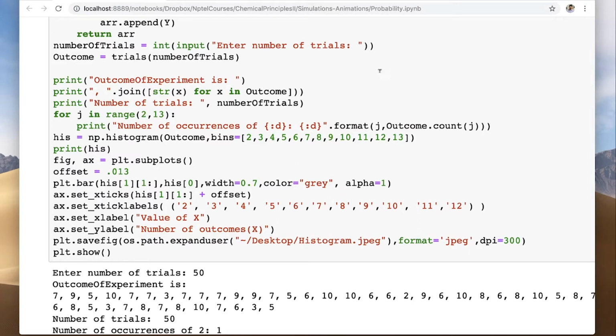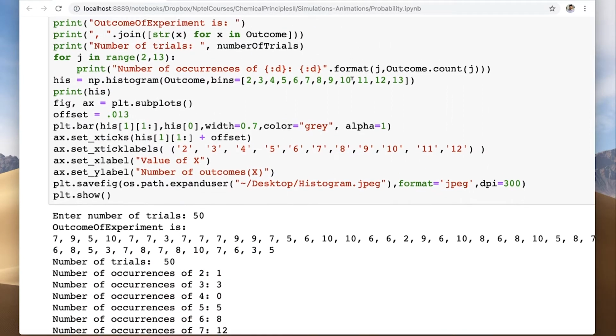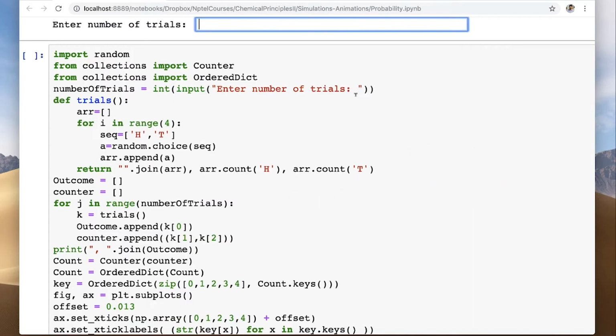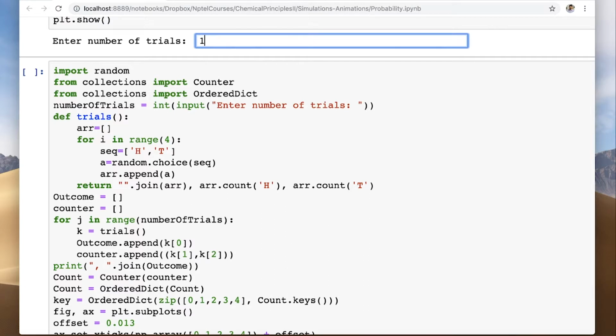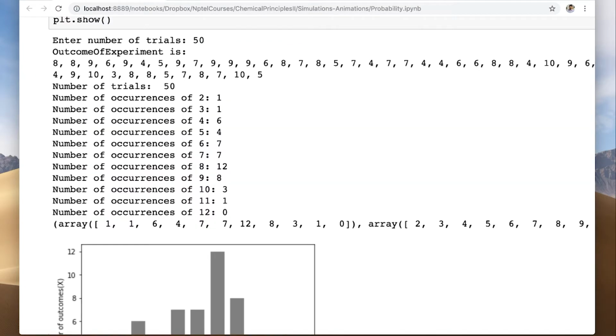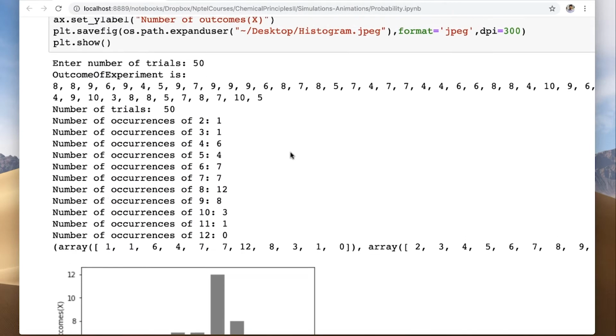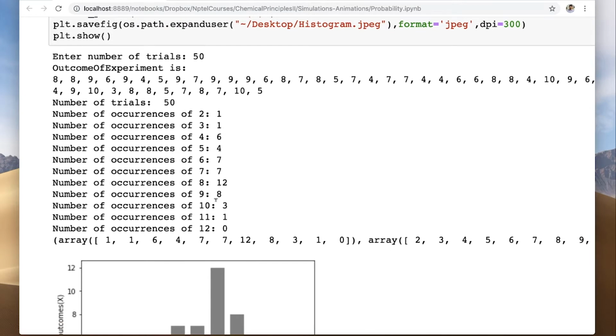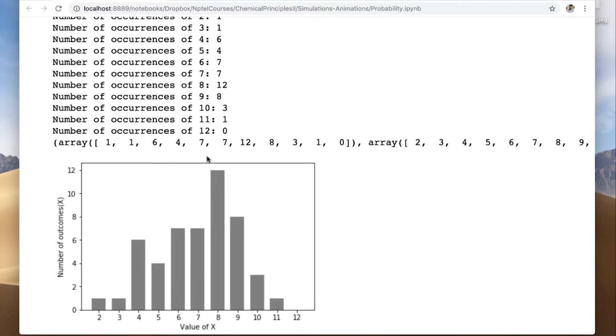This is a program that is there, so let us run it and put in how many trials we need. At least 10-12 trials we need, right. Let us do it for just 50. It gave us the occurrences of 2, 3, 4, 5, 6. The probability will be these occurrences divided by 50, and these probabilities are plotted here.